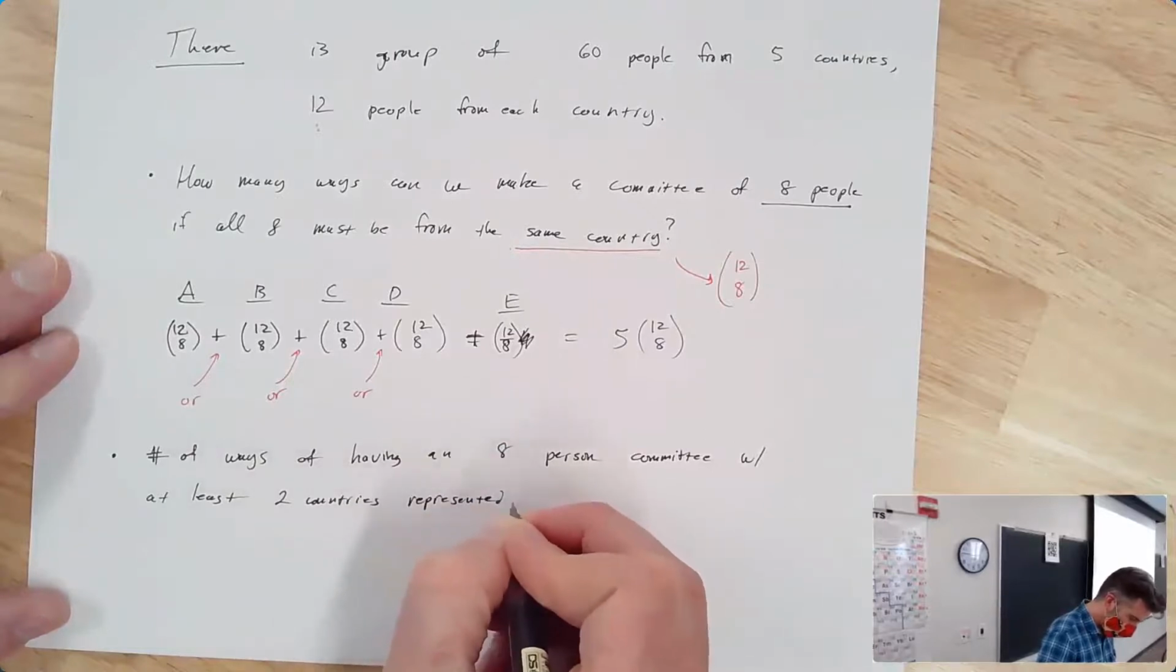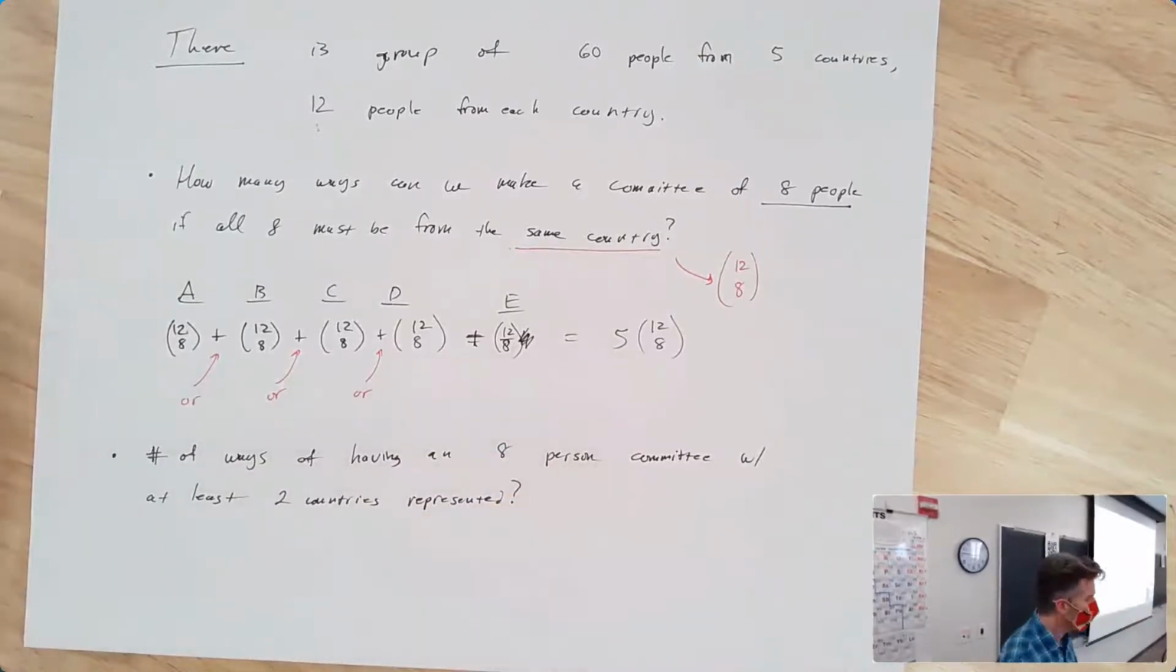Now, a lot of the time, if you see a question that says at least this many things, the idea is frequently going to be to use the complement. Meaning, if I want at least 2 countries represented, well, that means I could have a committee of 8 people where there's 7 from one country, 1 from another, or 6 from one country and 2 from another. But you can also have 3 countries represented, or 4 or 5. That's a lot of things to figure out, right?